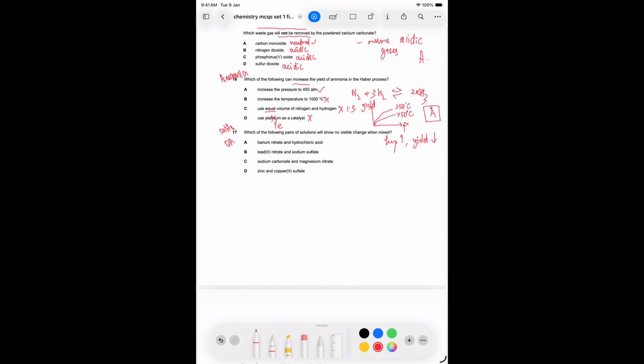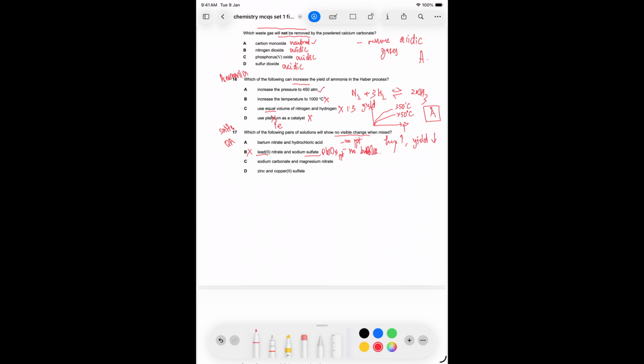Alright, so take note, no visible change means there's most likely no PPT, no bubbles, or no gas. Alright, so let's look at the first one. First thing first, B: if you exchange partner, writing the products, you'll get lead 2 sulfate, okay? So PbSO4 is a PPT, so this one definitely you'll see something, so it's out.